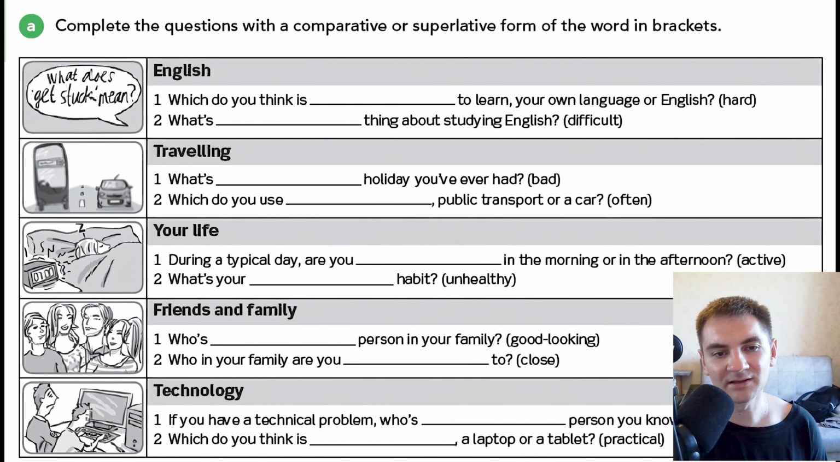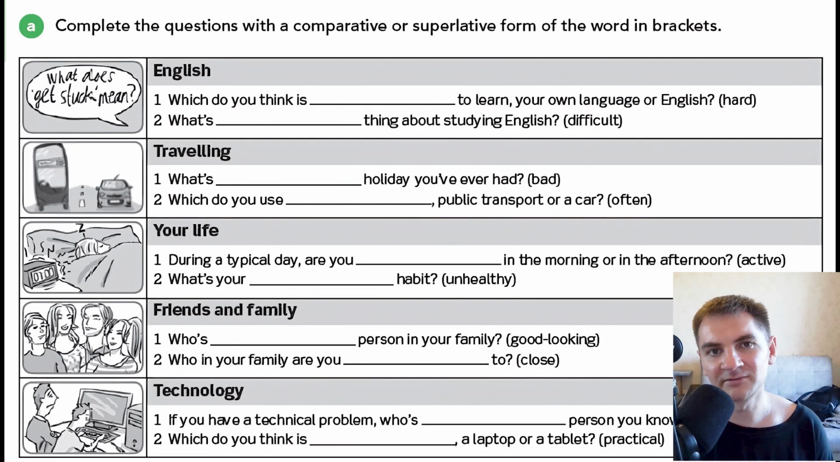Next is traveling. What's the worst holiday you've ever had? Actually, I can't say anything about this because I think all my holidays were okay. Maybe there was a holiday when I got sick, but I don't remember it, so I'll skip it. Next is, which do you use more often, public transport or a car? Of course, public transport.